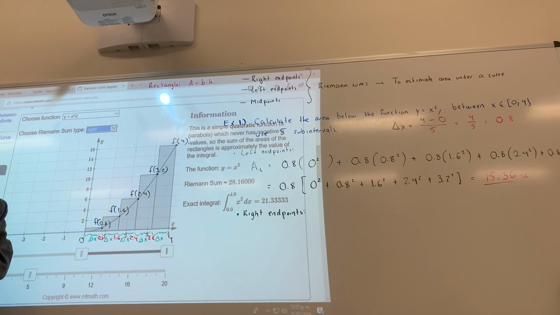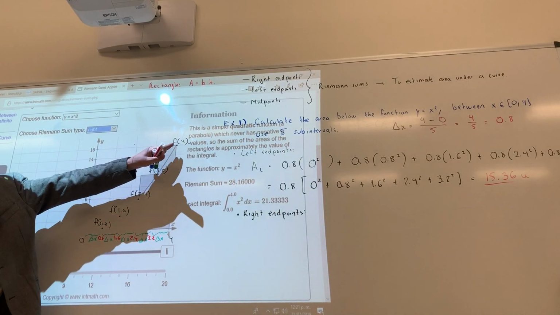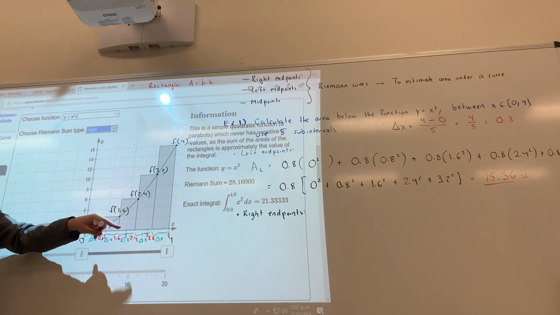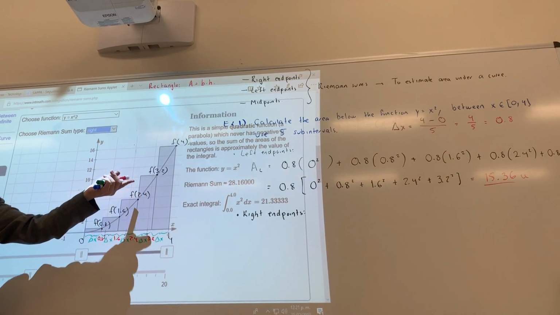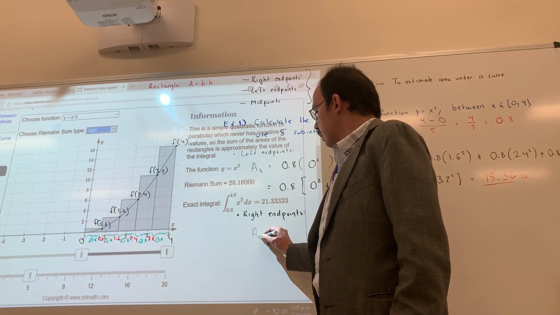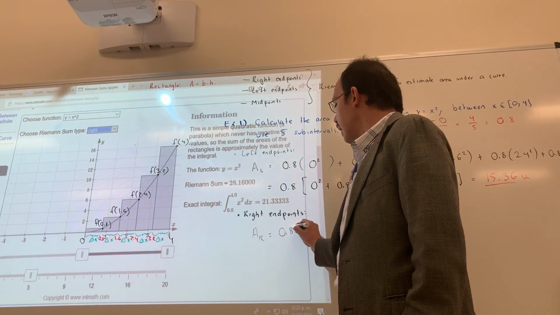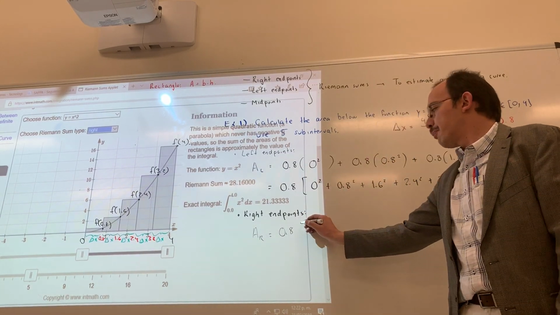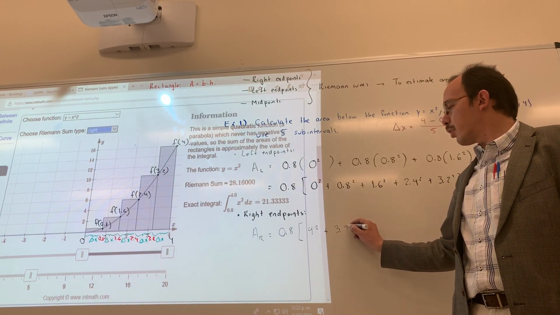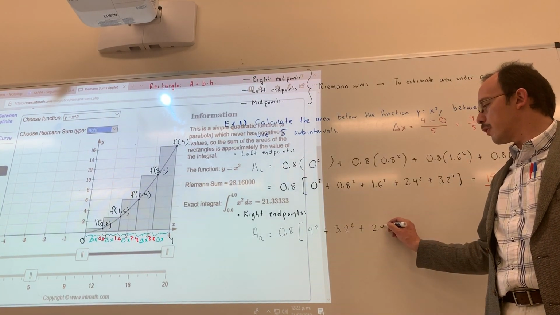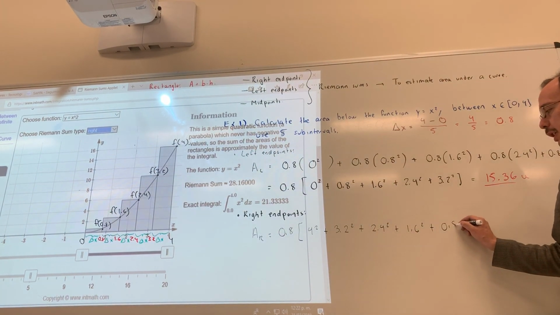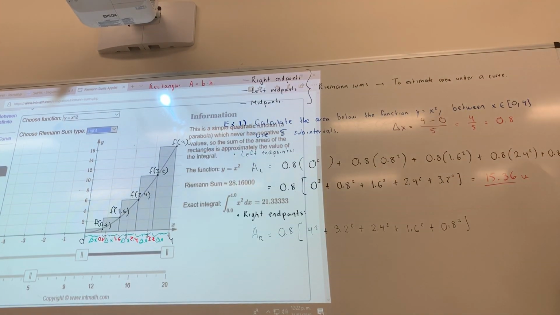This is the example. I'm going to generalize a formula later, but right now: right endpoints, the right points of the rectangles are the ones that touch the graph. Left endpoints, the left points of the rectangles are the ones that touch the graph. So in this one, for the right endpoints, it will again be 0.8, and to simplify the process, it's going to be 4 squared plus 3.2 squared plus 2.4 squared plus 1.6 squared plus 0.8 squared. Okay?